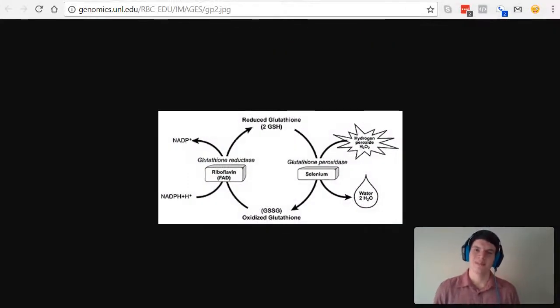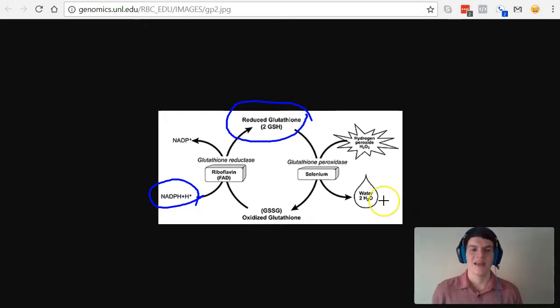NADPH plays an important role in activating the natural antioxidants that you have in your body. In particular, it's responsible for reducing glutathione. As you can see in this image, NADPH is donating its hydrogen to glutathione, causing it to be reduced. Now, in its reduced form, it's able to act as a reducing agent as it reduces hydrogen peroxide into something much, much less dangerous, right?